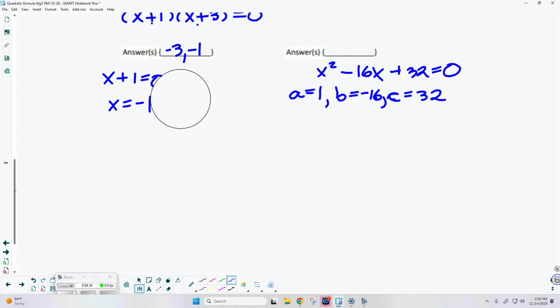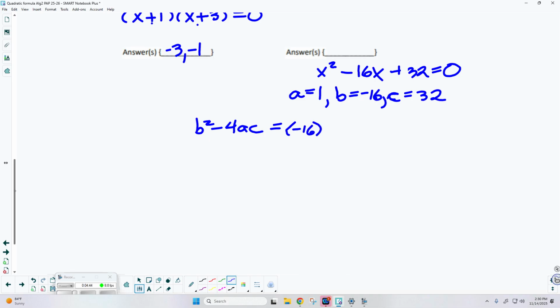Minus 4AC. So b squared minus 4ac. What do we call that? That's the discriminant. So we're going to say negative 16 squared minus 4 times, a is 1 and c is 32. Okay. So I'm looking for negative 16 squared. 256.